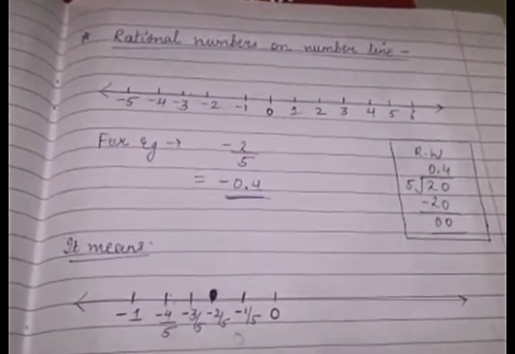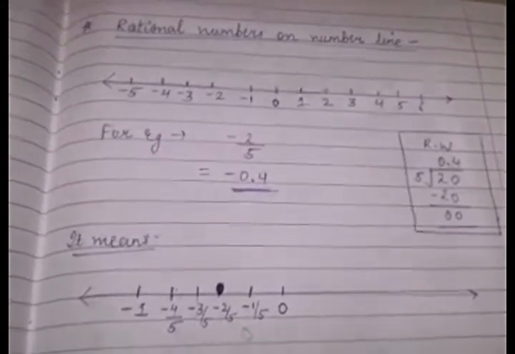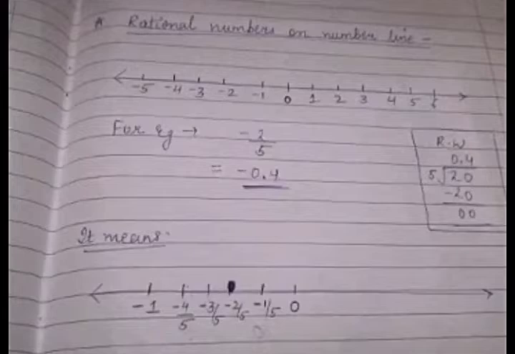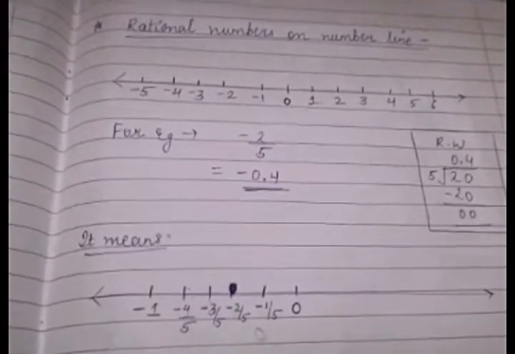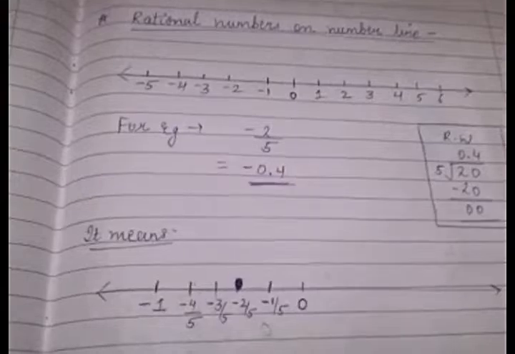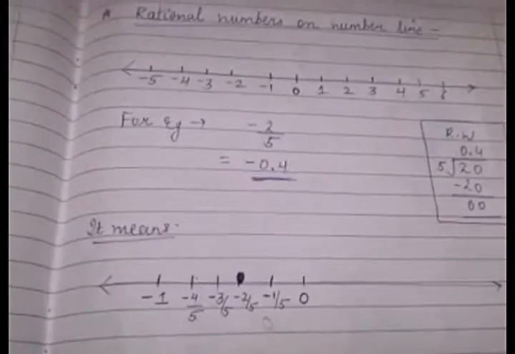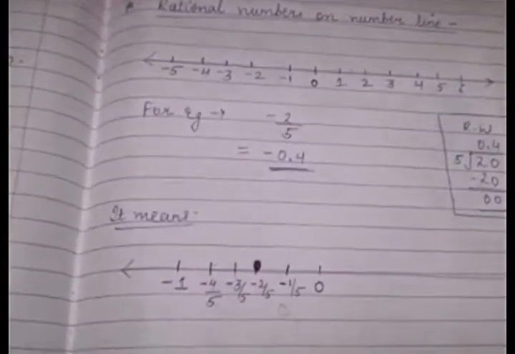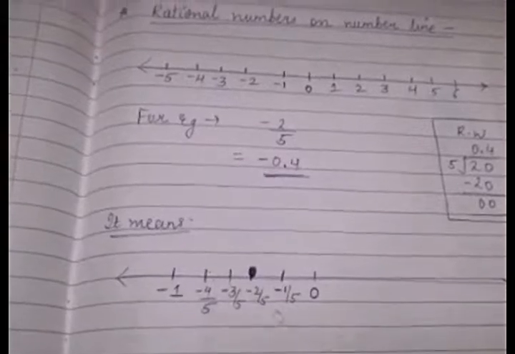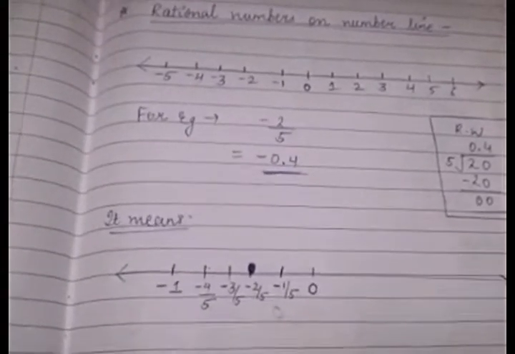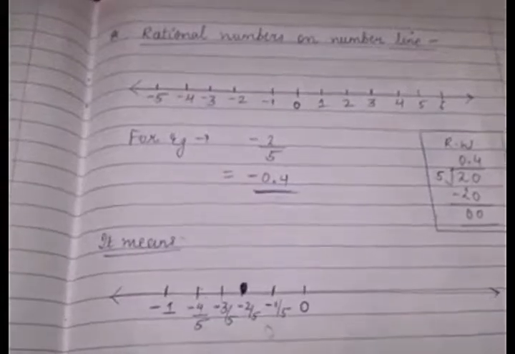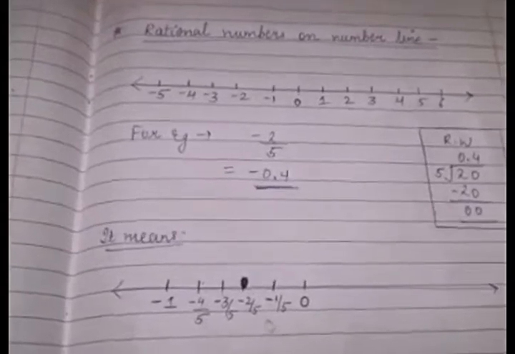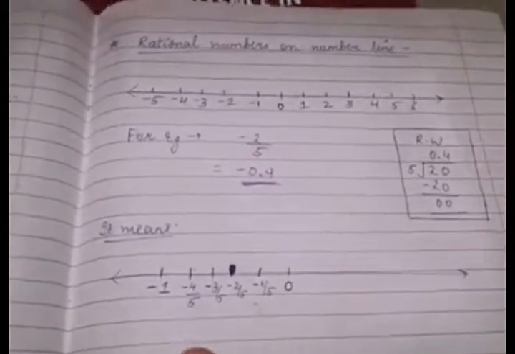For example, I have taken minus 2 upon 5. First we have to see what minus 2 upon 5 is and how to represent it on the number line. The very first step is to divide 2 by 5. When we divide 2 by 5, we get the answer minus 0.4. It means the picture is clear in our mind that minus 2 upon 5 lies between 0 and minus 1. Yes or no? Okay. So we will draw the next number line.